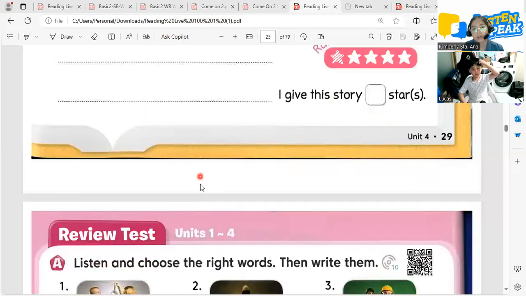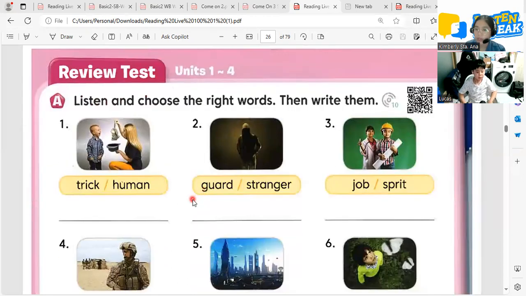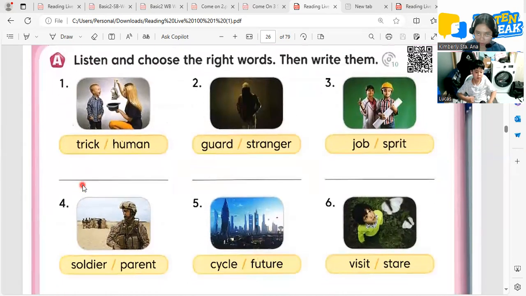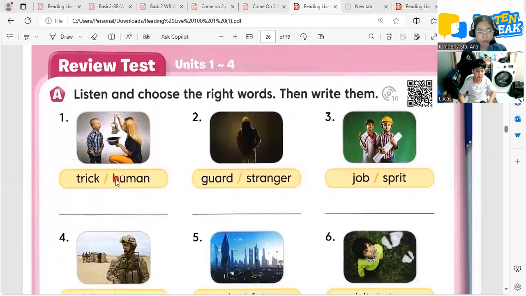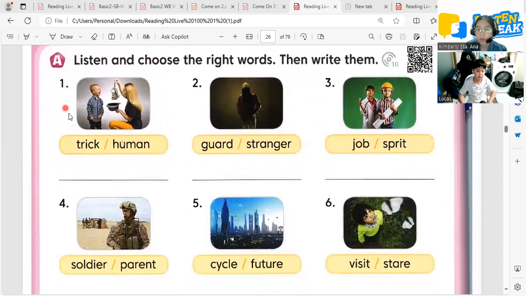Let's look here, Lucas. So we will have a review test, okay? Let's see, what do we have here? Number one is trick. Is it a trick or human? It's trick. Can you spell trick? T R I C K. Okay, how about number two?